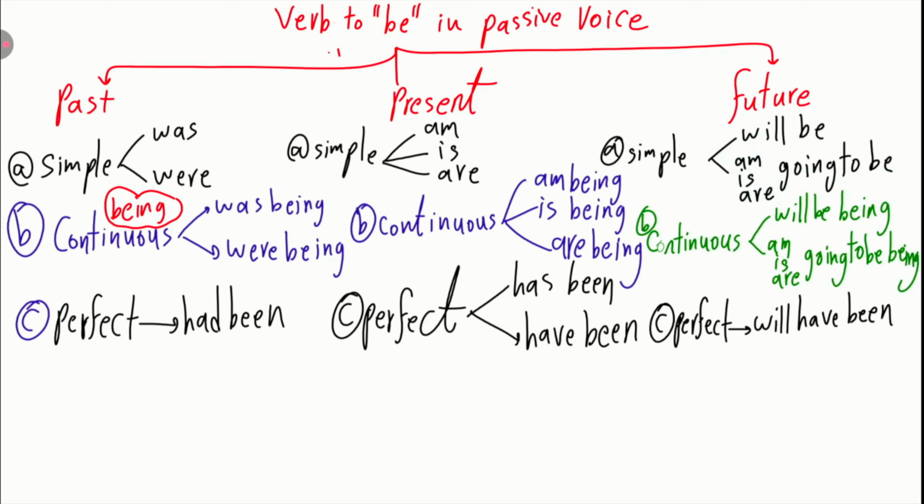Then, my friends, we have the continuous. We have am, is, are being, was, were being, and will be being, and am, is, are going to be being. As we see here, when we have a continuous tense, we have always being for passive voice, regardless of what it is. Is it past continuous, present continuous, or future continuous?